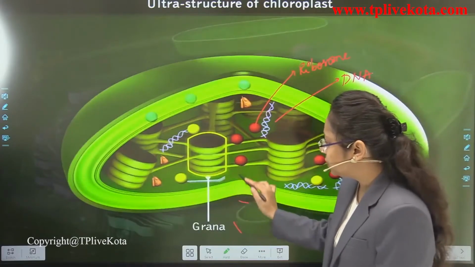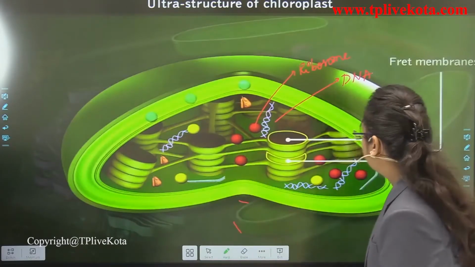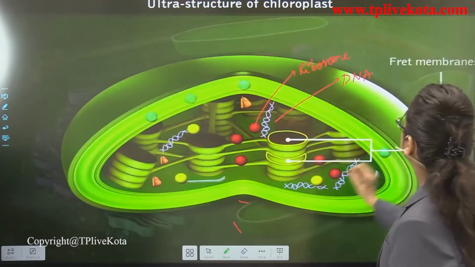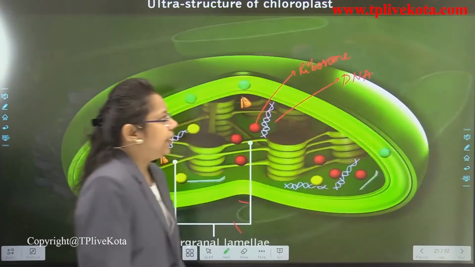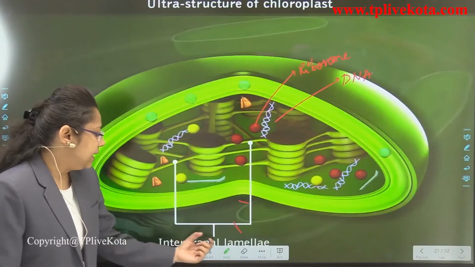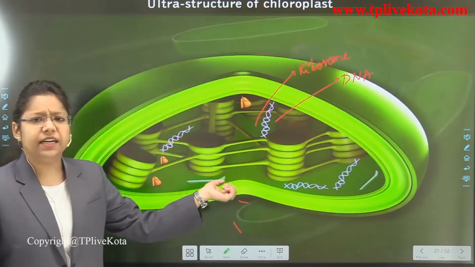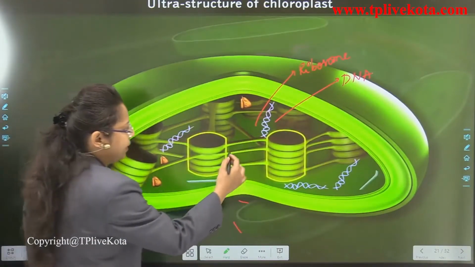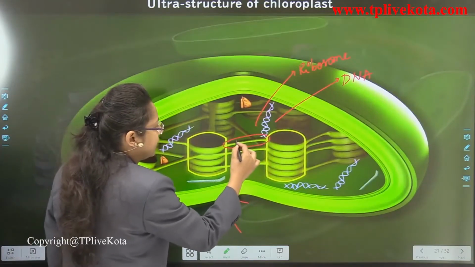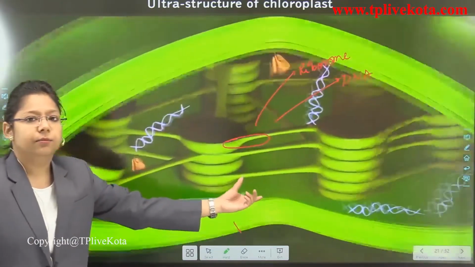Now this structure is known as grana and these are known as fret membranes. Okay. Now the intergranal lamella. What is the intergranal lamella? Intergranal lamella is this structure which connects the two grana.